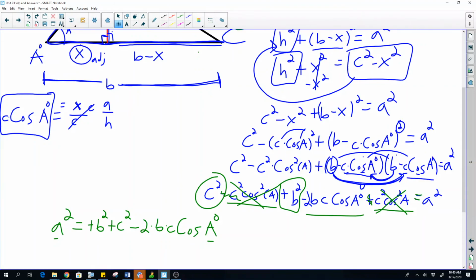Extra credit for you. So go ahead and write this down, and you can email it to me. Take a picture and email it to me if you want to for extra credit, or just bring it in when we come back. And that'll be extra credit for 4th quarter. So that's how we derive the law of cosines formula.